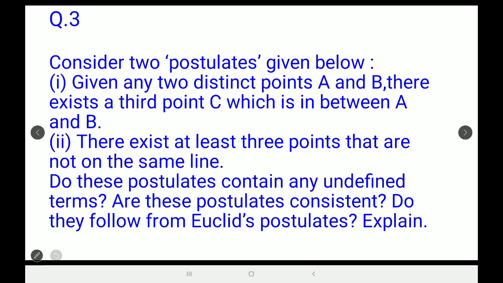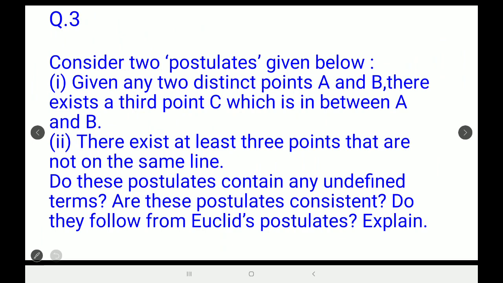Question number 3. Consider two postulates given below. Given any two distinct points A and B, there exists a third point C which is between A and B. In the first statement, it is given that we consider two distinct points, two different points. There exists a third point C which is between A and B. Yes, always infinitely many points lie between the two points. Second one, there exist at least 3 points that are not on the same line.